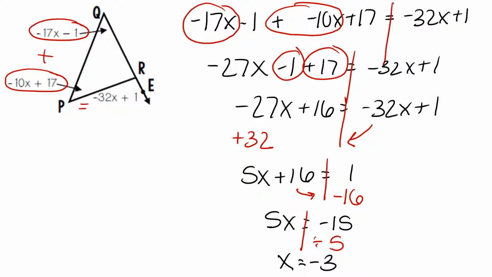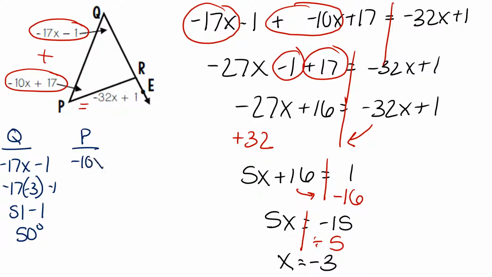We have to take our answer and plug it back into each equation. For letter Q, we're using the equation negative 17x minus 1. Negative 17 times 3 is going to give us 51. 51 minus 1 is going to give us 50 degrees.